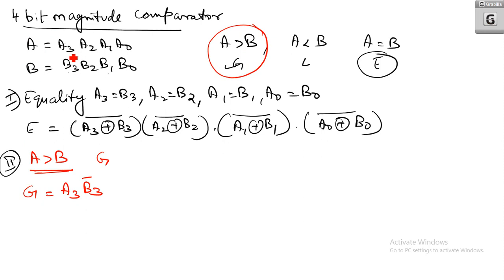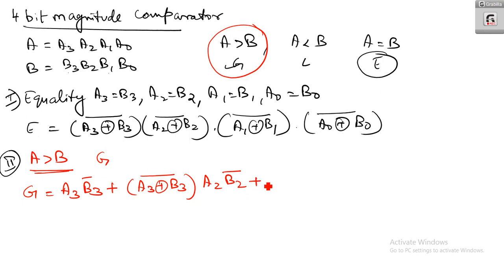Second case, if A3 is equal to B3, then A2 should be equal to 1 and B2 is equal to 0. That is the second case. That means, if A3 and B3 are same, that is A3 XNOR B3, then you should get A2 is equal to 1 and B2 is equal to 0. So you get A2 B2 bar.